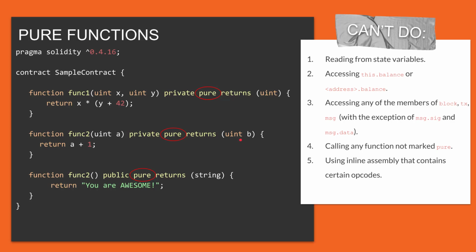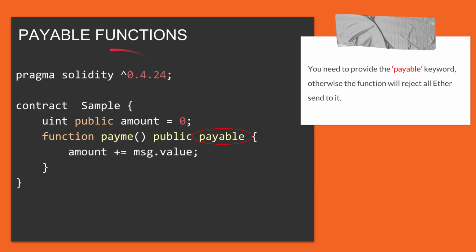Now let's see an example of a payable function. In order to receive ether, you need to provide the payable keyword to a function. Otherwise, the function will reject all ether sent to it. In this example contract, we have a public declared variable with the amount of 0, and we have a payable function payMe. The variable msg.value gives the amount of ether that we sent to the function and adds it to the variable amount. This is the basic of tokens creation on the Ethereum blockchain.